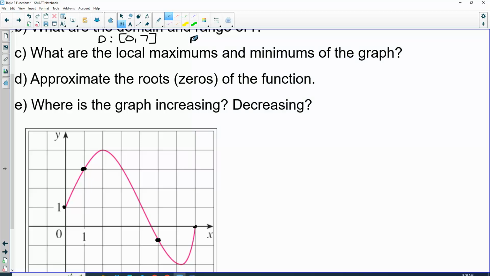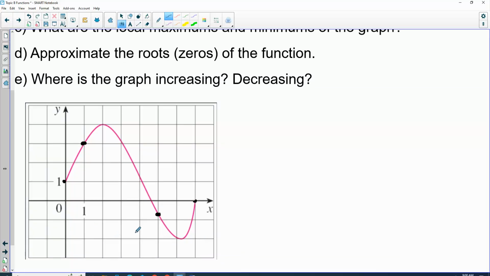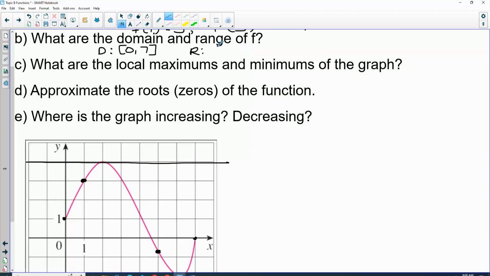How do we find the range? Right, you start at the bottom. So there's my lowest point, here's my highest point. So it starts at -2 and it ends at 4. Always goes small to large.